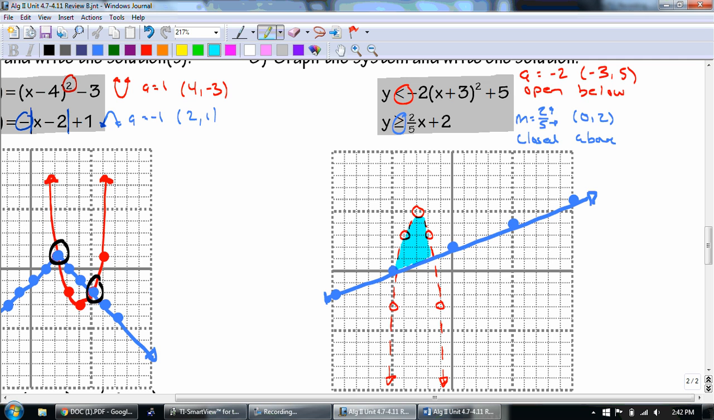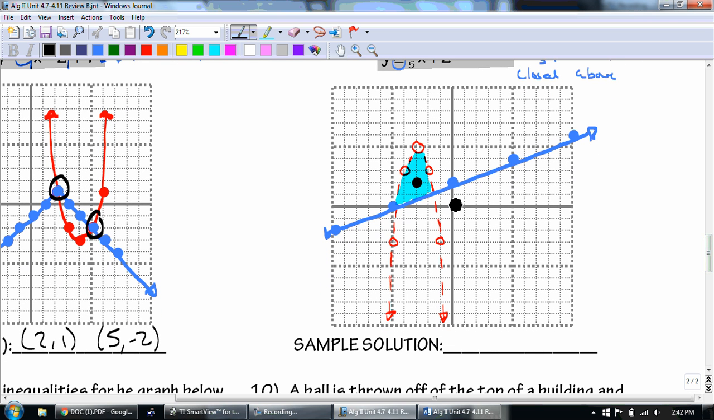And then I need to give a sample solution. Well, a sample solution is anything in the shaded area, and I'm going to go right there. That is the point negative 3, positive 2.